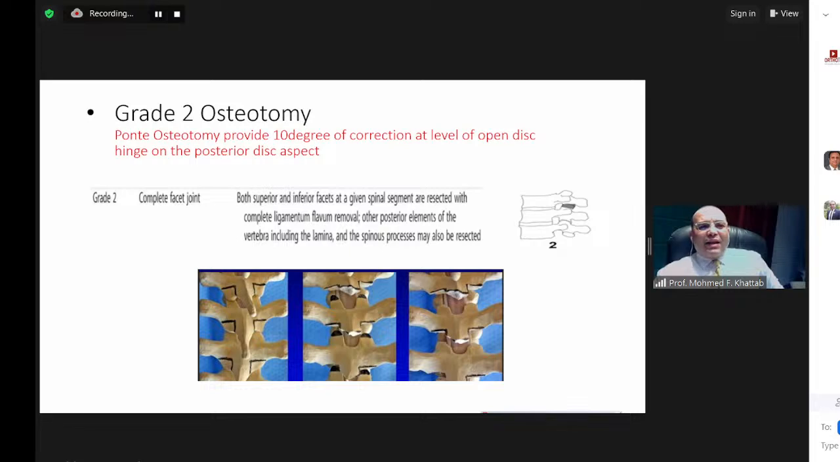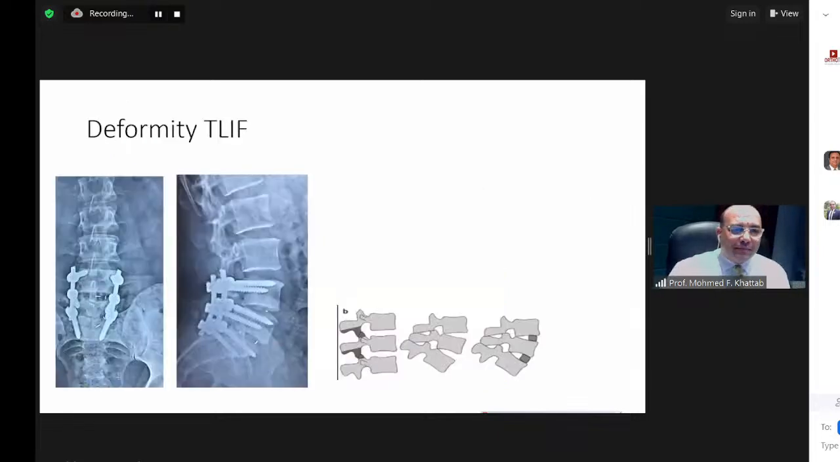is a kind, we can call it Ponte osteotomy, and it usually provides 10 degrees of correction at the level of the open disc. And the hinge is usually on the posterior aspect of the disc. And I use what is called the deformity T-left. I used to remove both facets on both sides. I used to put the cage that far anterior in the intervertebral disc space with the bone graft, and then put the lordotic curve and compress over the spine segment.